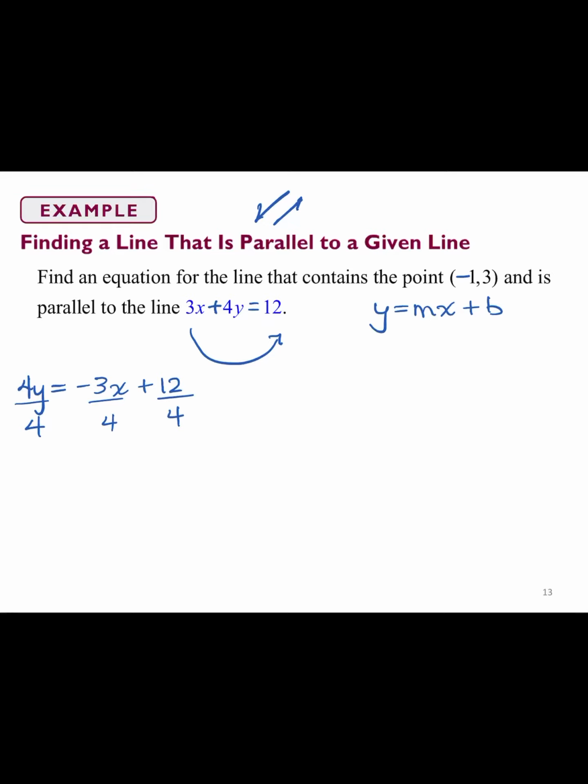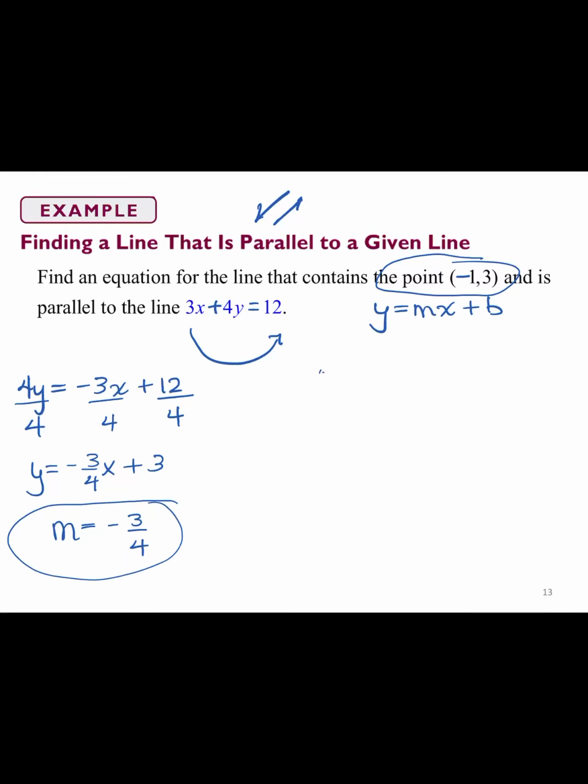The y is not completely alone, so we need to divide every term by 4. So we have y equals -3/4 x plus 3. So the slope of that line is -3/4. Now the slope of the parallel line is -3/4, because parallel lines have the same slopes. So now we have a point and we have a slope, so we will use point-slope form to calculate the equation of your line.